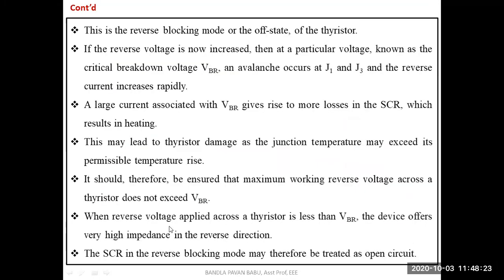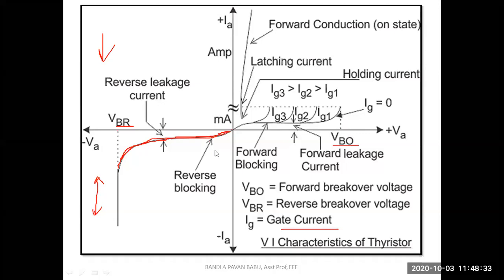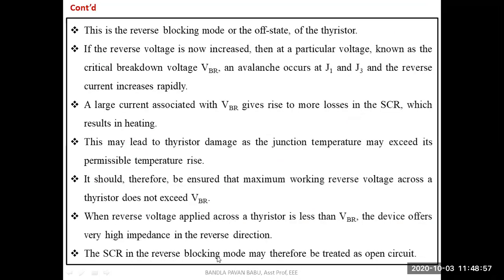When the reverse voltage applied across the thyristor is less than VBR, the device offers very high impedance in the reverse direction. How can we say that? If the voltage is applied in the reverse state, I mean the anode is negative and cathode is positive, and it is below VBR, it offers very high impedance. High impedance in the sense the current will be very less. That is nothing but the blocking state. So the SCR in reverse blocking mode may therefore be treated as an open circuit.